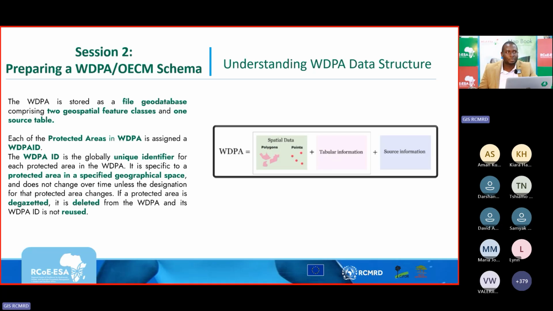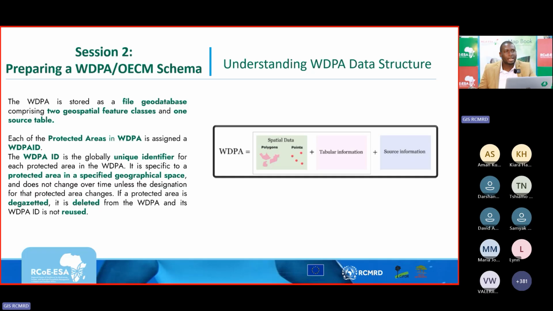The WDPA stores data in geodatabases, which consist of two geospatial feature classes, that is the points and polygons, and one source table. The source table contains the information of the data provider. There is a template for capturing that information, depending on whether we have an existing relationship or not. If we have an existing relationship, we don't need to provide the source information because we already know you. But if you are a new data supplier, then we will have to collect that information and keep it.